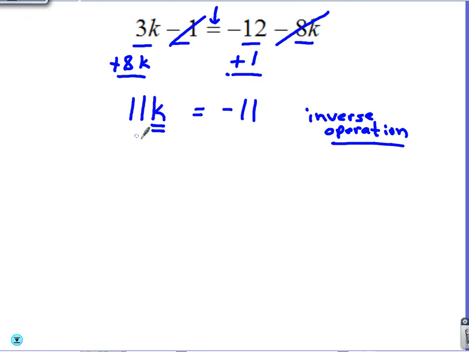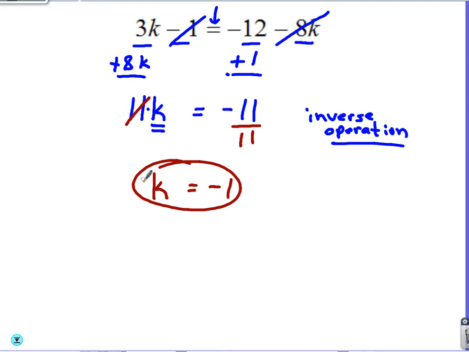Since this is being multiplied, that's 11 times k. In order to remove just this part, the 11 comes to the other side, and we're going to divide. Divide by 11. Mark it out. Now k is by itself. The whole goal is to entirely isolate k. K is now equal to negative 11 divided by positive 11, which is negative 1.